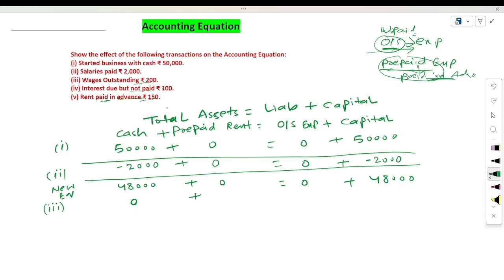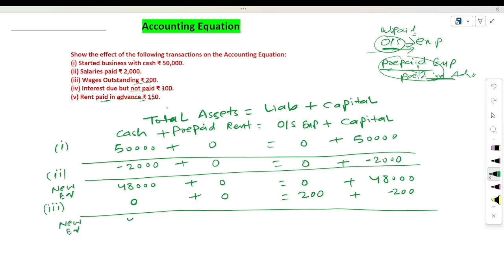Prepaid, nothing, because it is not an asset, it is creating a liability. Here a liability will be created of 200, and this liability will reduce your capital by 200. So the new equation will be 48,000 plus 0 is equal to 200 plus 47,800.